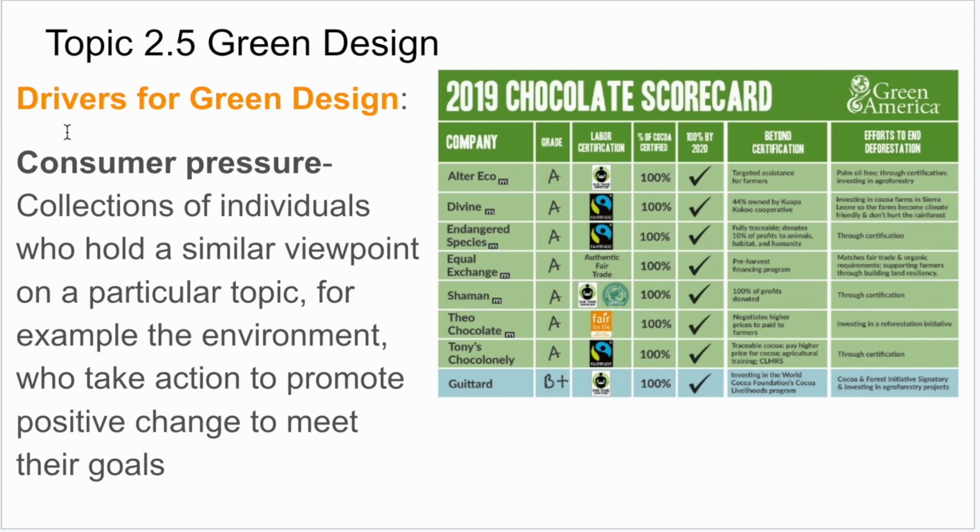So one of the drivers of green design is, of course, consumer pressure. This is a collection of individuals who hold a similar viewpoint on a particular topic, for example, the environment, and who take action to promote positive change to meet their goals. So this is Green America. This is the chocolate scorecard, and you can see these are the different chocolates that score well on that. So this would be a consumer pressure group.